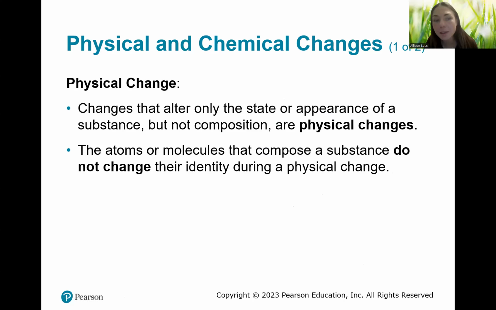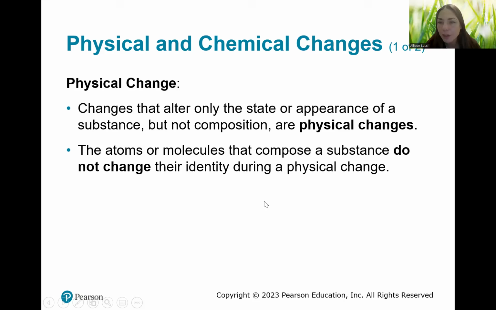These are again separating based on physical changes. So physical states are involved here. But no chemical changes will occur when we talk about just physical change and physical separation. So that means that the composition of our substance will not change. The molecules that compose our substances do not change during a physical change.